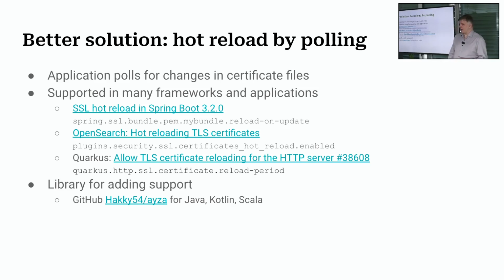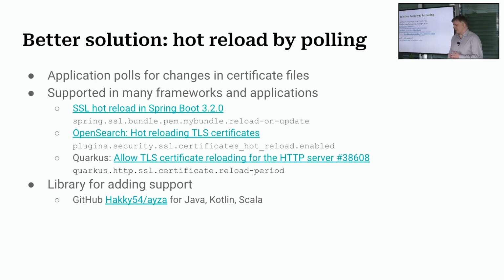So a better solution: we could try hot reload by polling. We have some kind of trigger in the application that every minute, every 5 minutes, we go look and see if the files have changed. And if they have, then we will reload the certificate file and refresh the listener so that we have an updated TLS context. And luckily, this is already supported in many frameworks and applications.